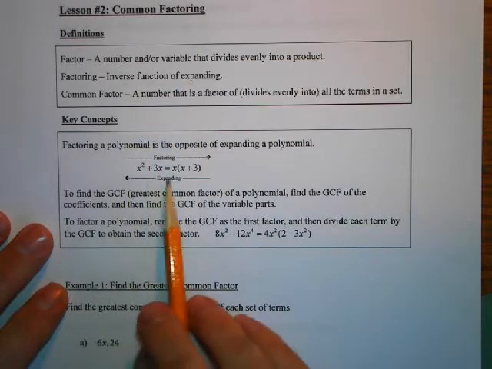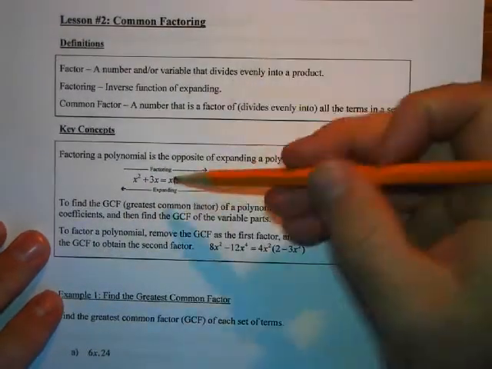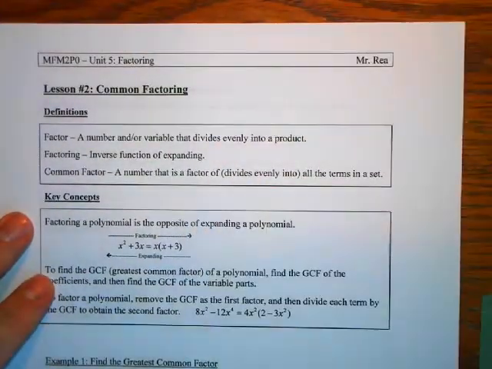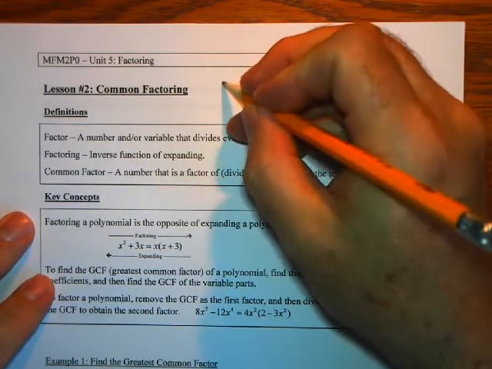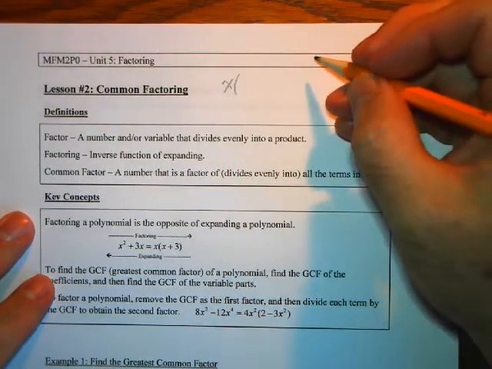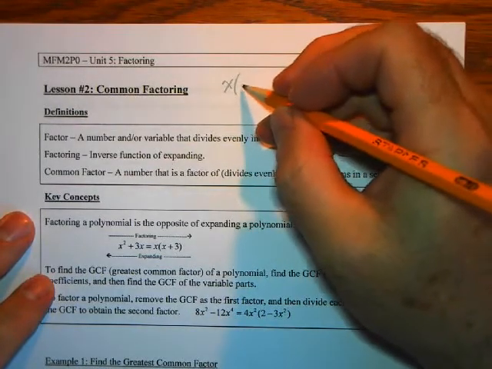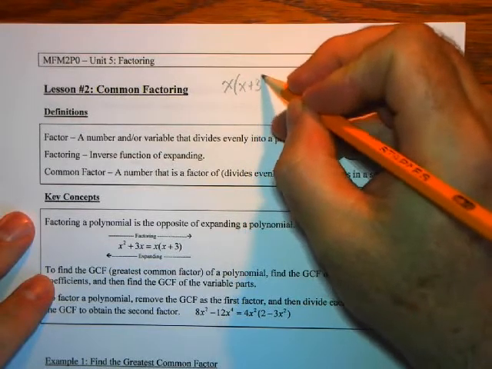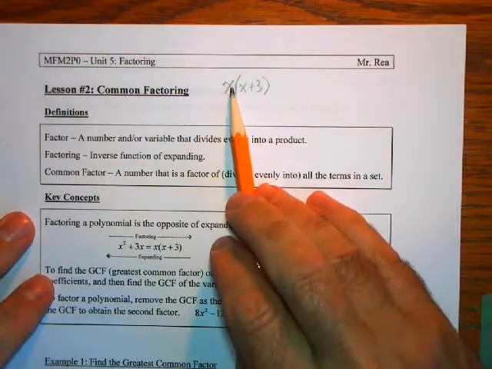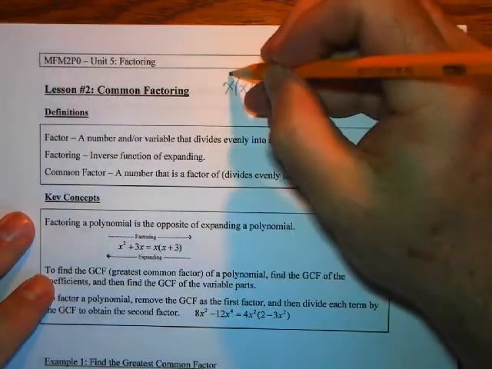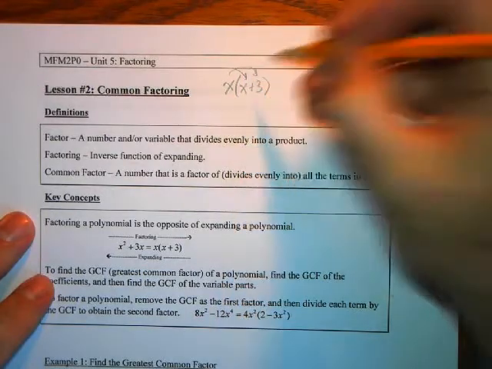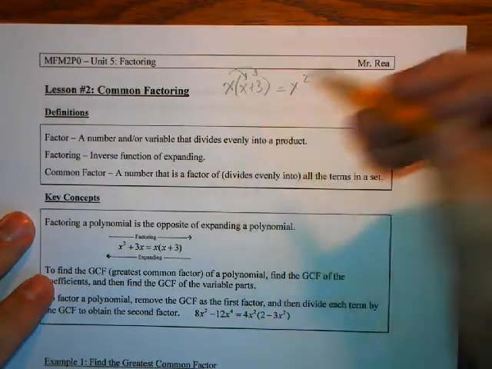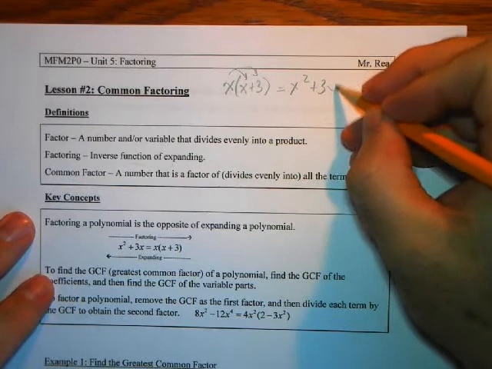Here's a good example. Let me write it up here from scratch. This would be something that we would have known coming into this unit. This is if you multiplied x with x plus 3. What that means is the x is multiplying with both of these things inside here. So the x is multiplying with the x, and the x is multiplying with the plus 3. X times x is equal to x squared, and x times positive 3 is positive 3x.